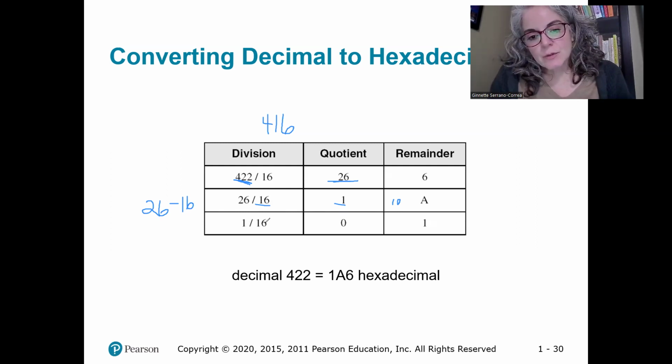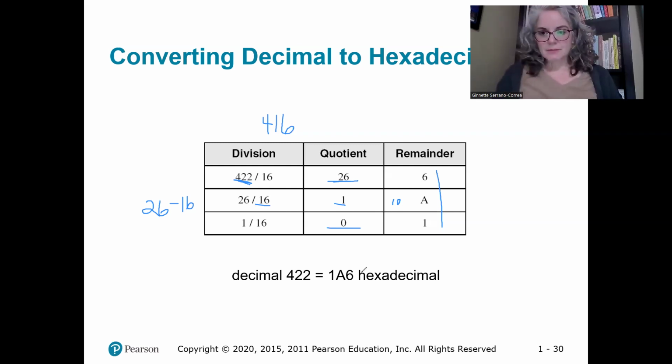Then it's how many times does 16 go into 1 evenly? With 0 times, 16 doesn't go into 1. So your remainder is 1. Once your quotient is 0, you're done. This is your hexadecimal number. Again, we'll read the number from the most significant digit to least significant digit. So 1A6 is your hex value for 422 decimal.